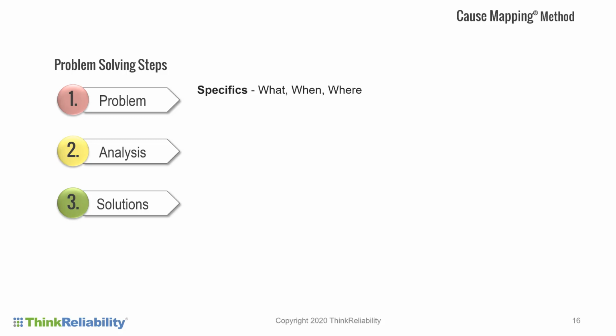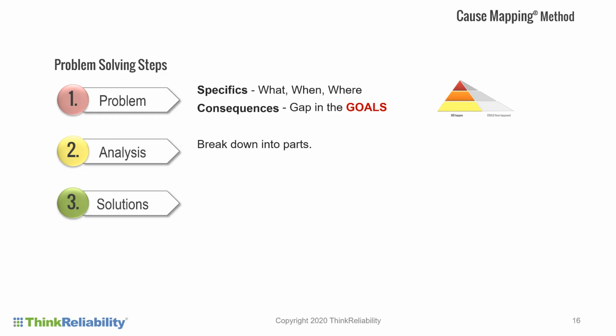You have to have some specifics about the problem. So in our cause mapping method, we'd say you have to know the what, when, and where, and then you have to know the magnitude of this issue. You have to know the impact. Is it small, medium, or large? Is it something that did occur? Is it a near miss? You have to understand the consequences of this issue in step 1.